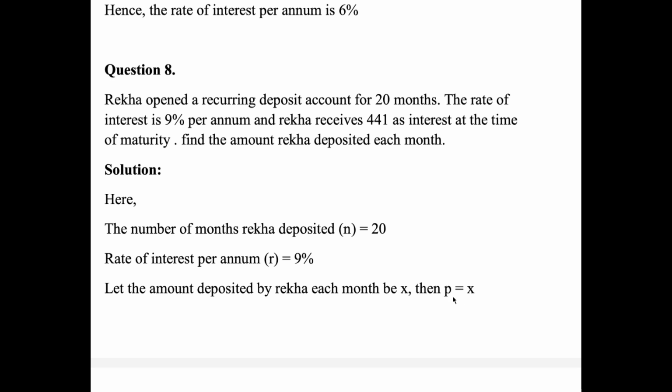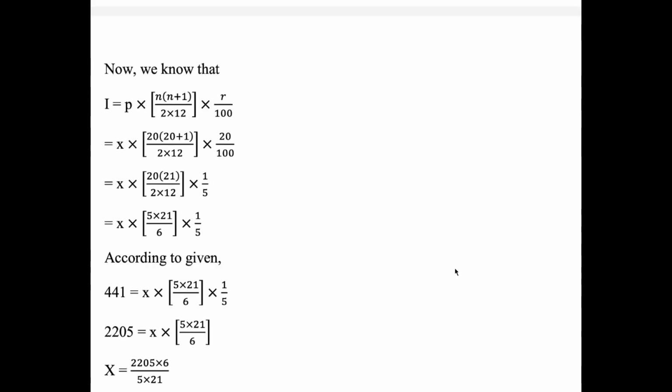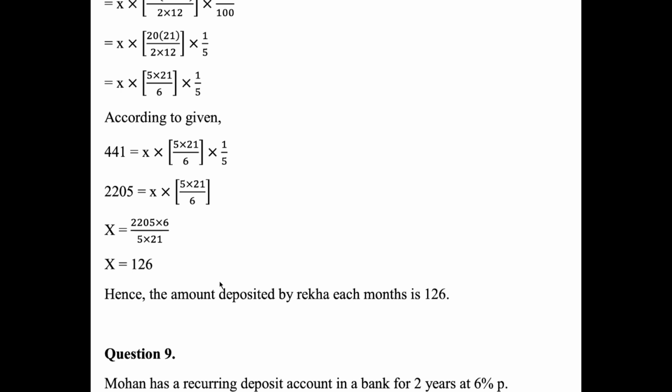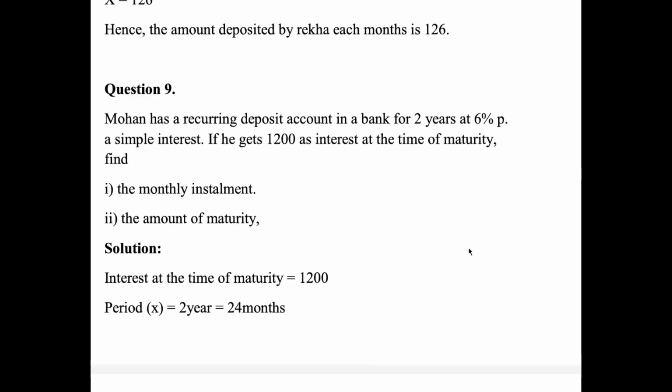So P will be equal to x. Right now use this formula, P into n plus 1 by 2, here the R by 100, use the same formula. Whatever may be the given, that the 441 is equal to, and you will get x is equal to 126. A little bit simplification, few steps are there. The amount deposited by Rekha in each month is rupees 126. Come to the next problem.